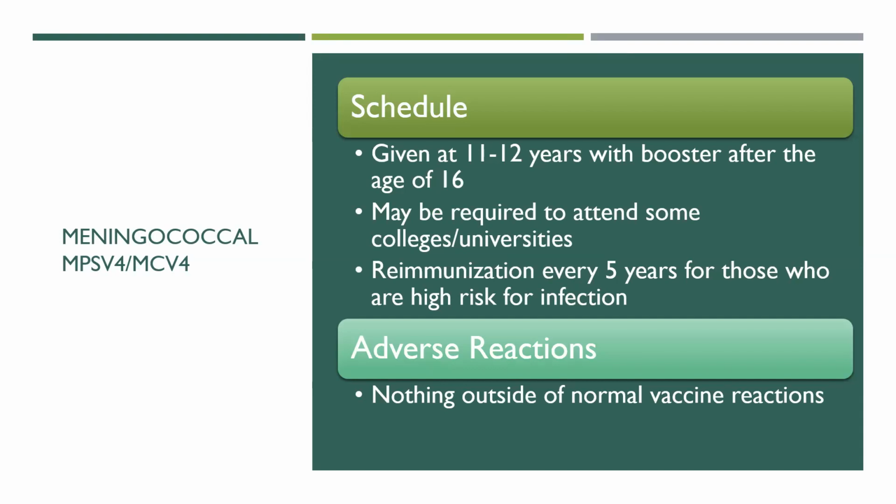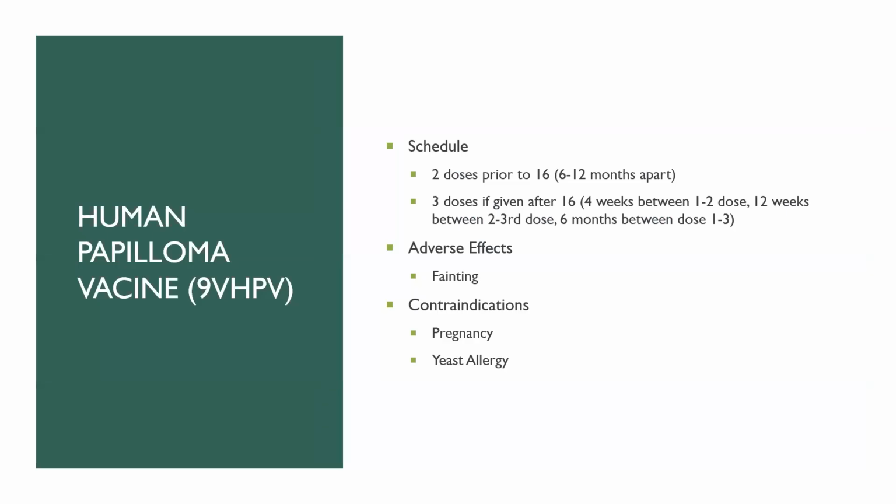This is given at 11 to 12 years, and then they receive a booster after the age of 16. This vaccine may be required also to attend some colleges and universities to reduce the incidence of meningitis. We do re-immunize every 5 years for those that are high risk for infection. And as far as adverse reactions go, we don't usually see anything outside of what we would see with normal vaccine reactions. And we have the human papilloma vaccine, or the HPV vaccine, also called the Gardasil shot.